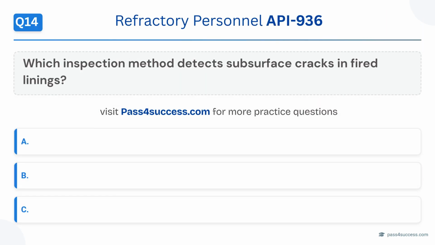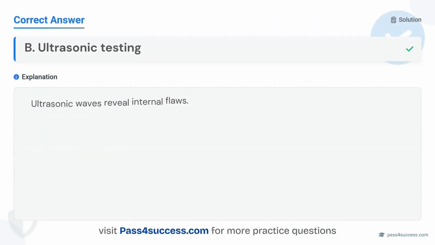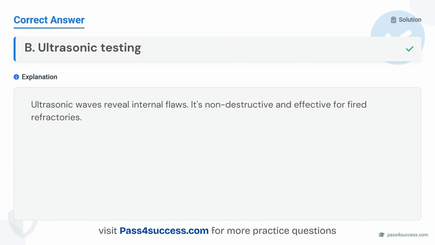Something to think about. Which inspection method detects subsurface cracks in fired linings? A. Visual examination. B. Ultrasonic testing. C. Hardness testing. Correct answer is B. Ultrasonic testing. Ultrasonic waves reveal internal flaws. It's non-destructive and effective for fired refractories.